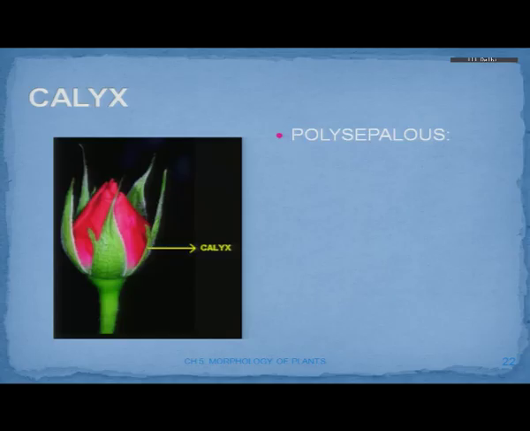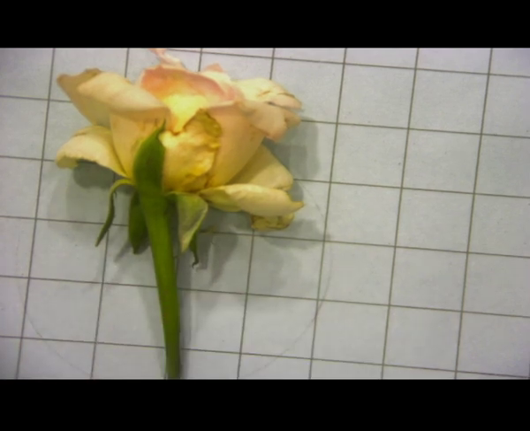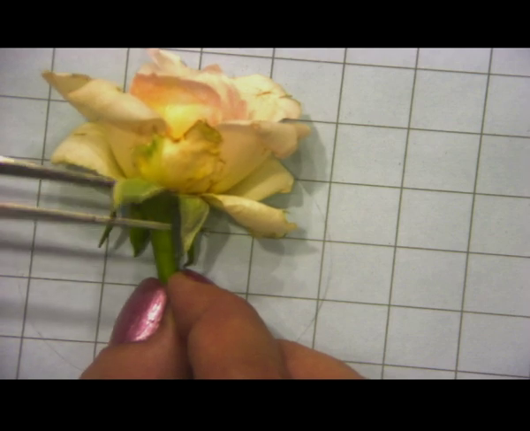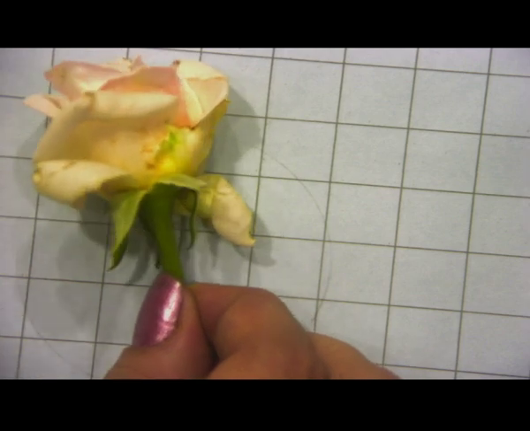Can you give me another example of a very common flower that is polysepalous? Yes, you can see in the picture also that it is the rose. Here we can see large sepals which are totally free and not fused, right?